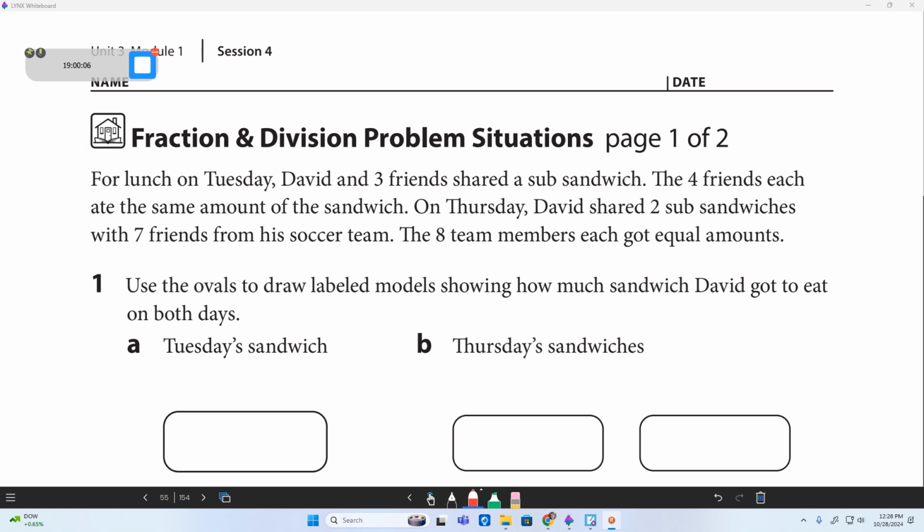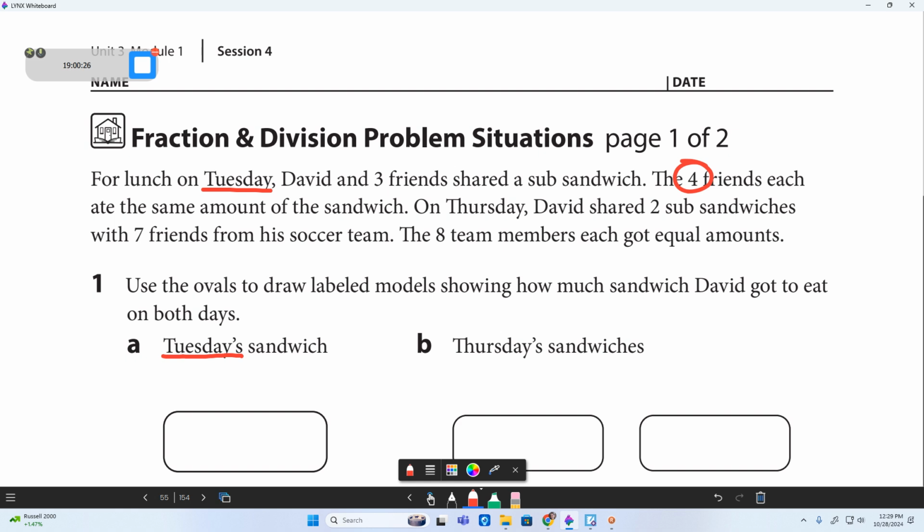Here we go. I had to read this first problem a couple of times. It says, for lunch on Tuesday, and here's Tuesday's picture down here, David and his three friends shared a sub sandwich. So that's four kids altogether. The four friends each ate the same amount of sandwich.